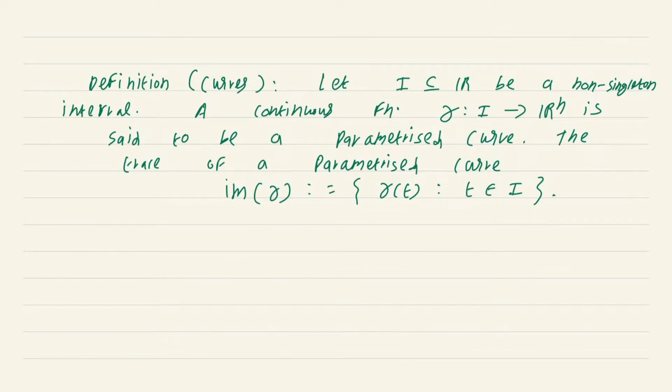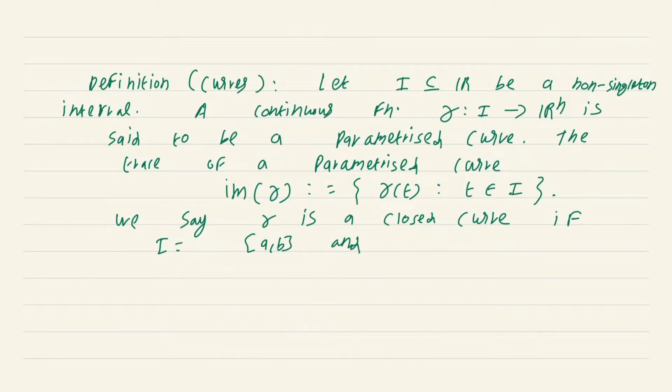We say gamma is a closed parameterized curve. Since I have said that henceforth curve should always be parameterized curve, let me just shorten it to closed curve. We say gamma is a closed curve if I is some closed interval [a, b] and gamma of a equals gamma of b. Utterly straightforward definition. The starting point and ending point are the same.